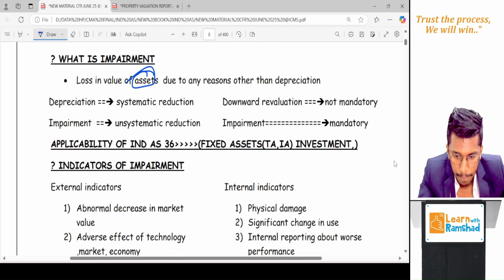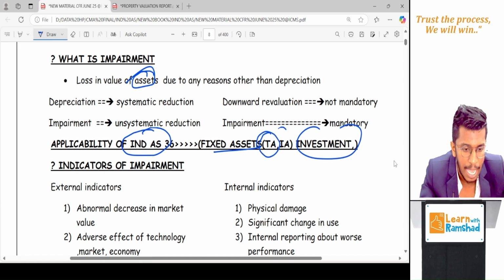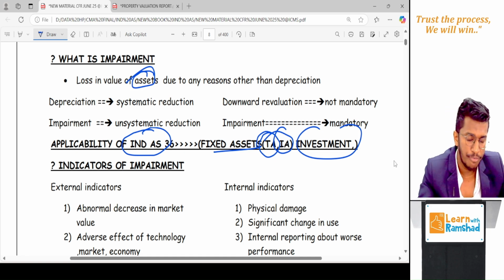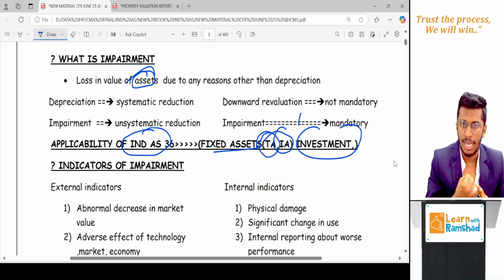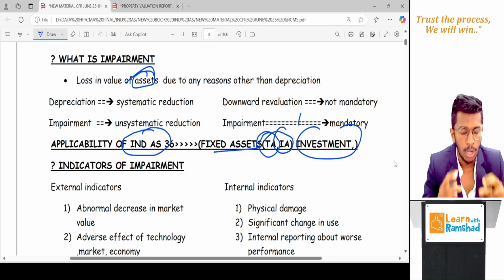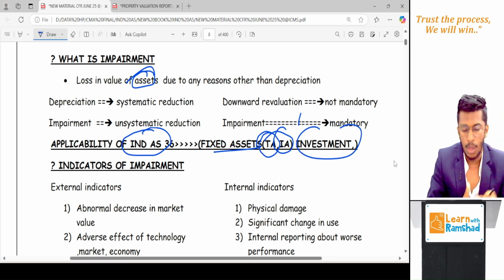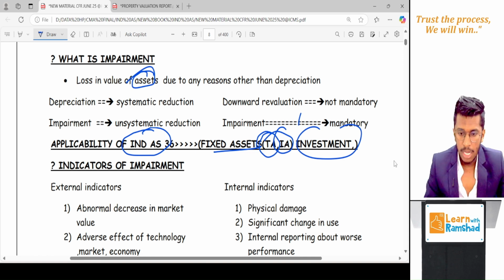So the applicability of this standard means fixed assets including investment. Fixed asset means tangible asset and intangible asset. Alongside this, impairment guidelines will also be followed for investment, but it is not applicable for current assets like stock or debtors because they have a separate standard. Ready? So in short, this standard is applicable for fixed assets, that means tangible and intangible, alongside financial assets like investment. That's it.